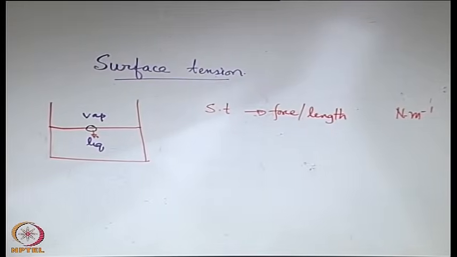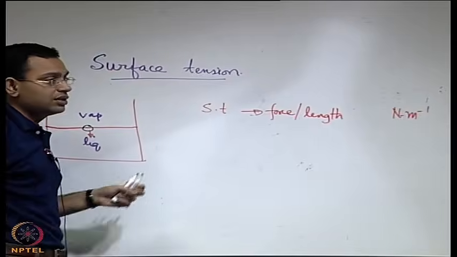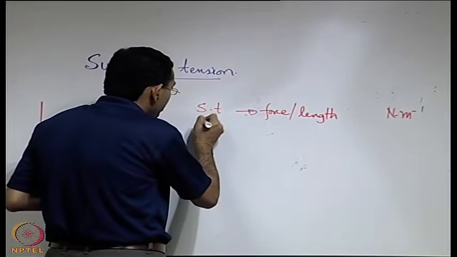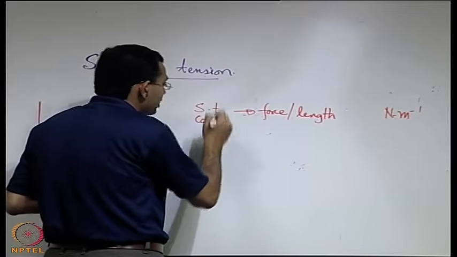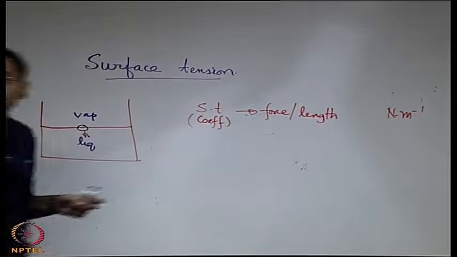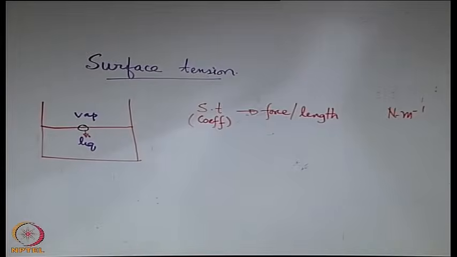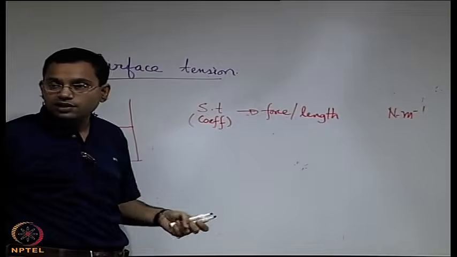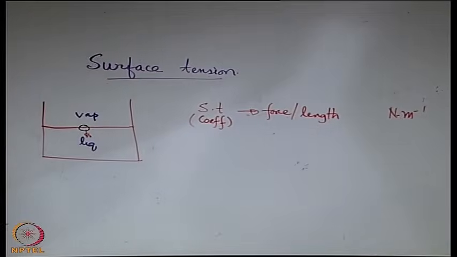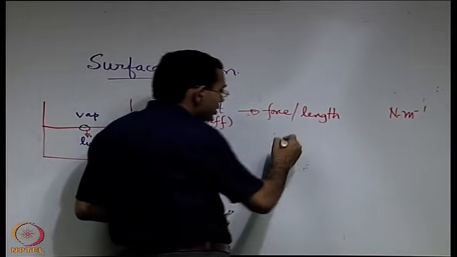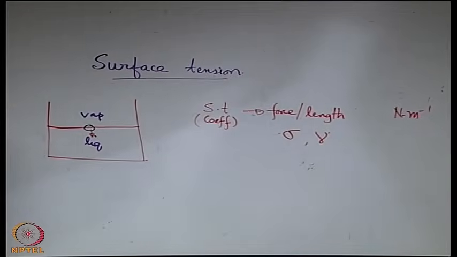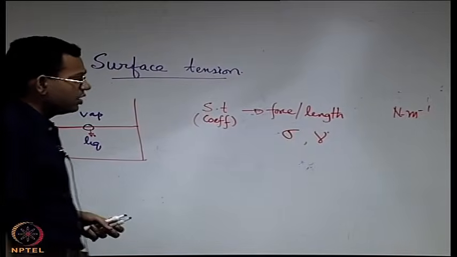So this is not the surface tension force, but this is the surface tension coefficient. When we say surface tension, we loosely say surface tension, but actually it is the surface tension coefficient. The surface tension force of course is this times the length on which it is acting, that is understandable. Typically we use two symbols to denote this, either sigma or gamma. These are the common symbols used to designate surface tension.